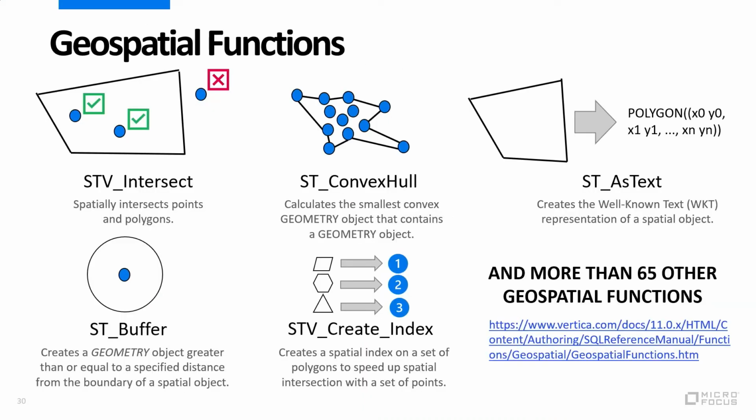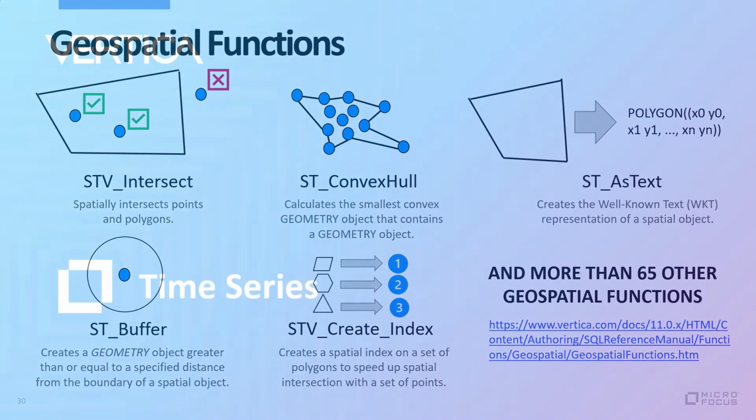And we are providing more than 70 geospatial functions. Like you can compute the convex hull, you can compute the buffer, for example, draw a circle around a specific data point. So you have everything needed in order to do geospatial at scale.